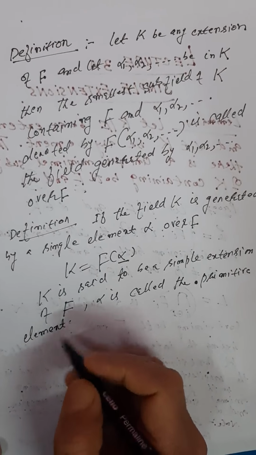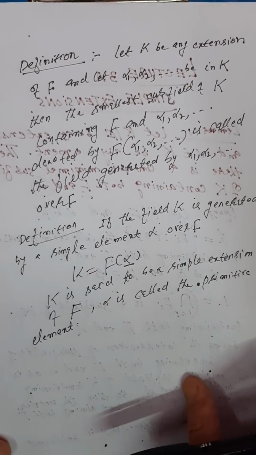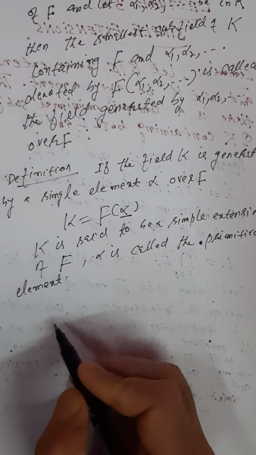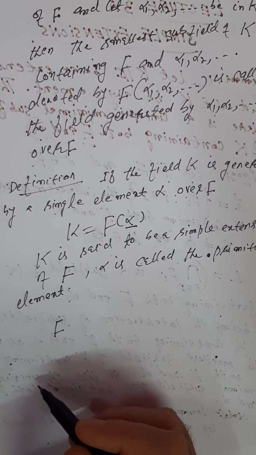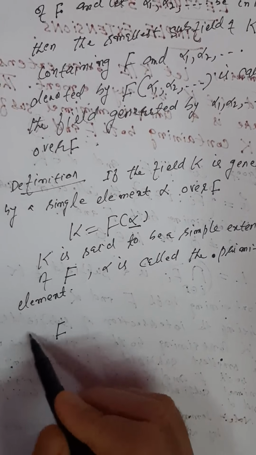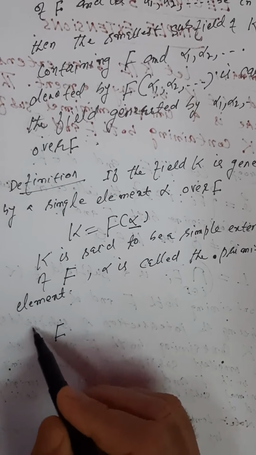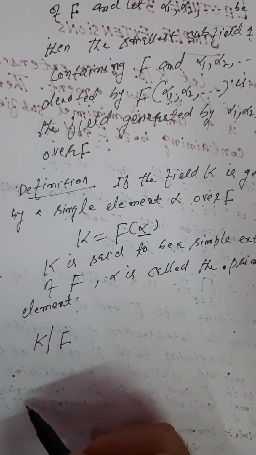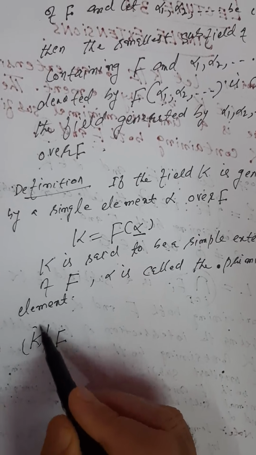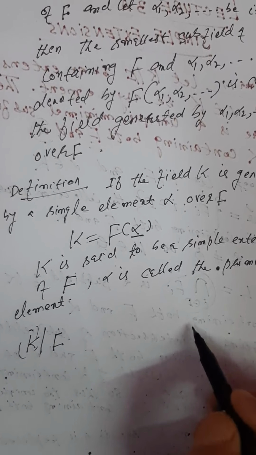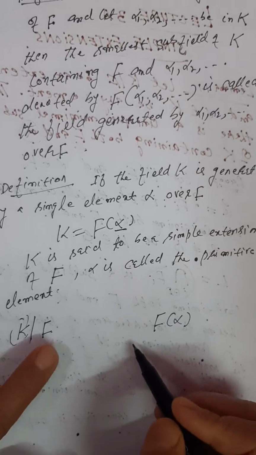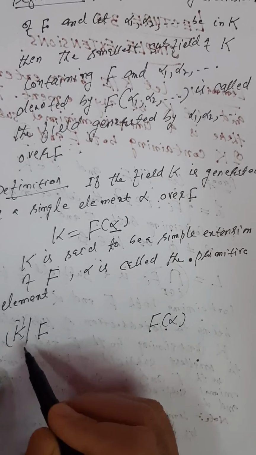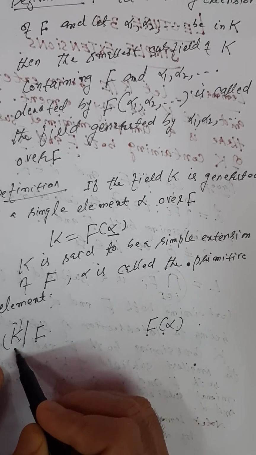Now, what we have noticed here is that, in fact, you must also note, so I have a field F. Now I have two extensions. I have a field F and I have an extension K of F. So from this extension K, I got one field, this F(alpha), which is an extension of F, but it is a subfield of K.